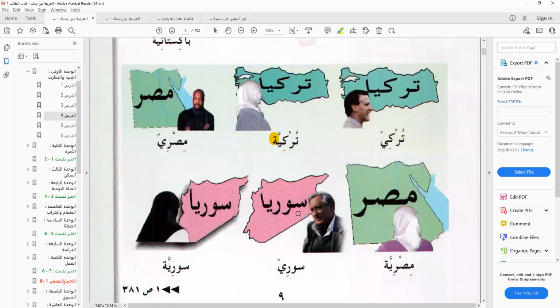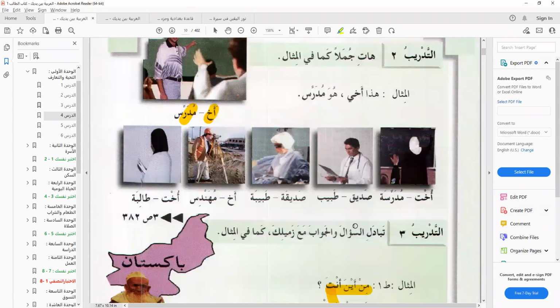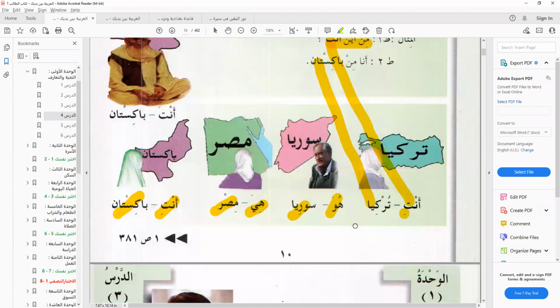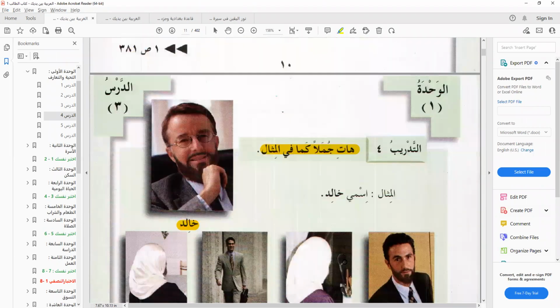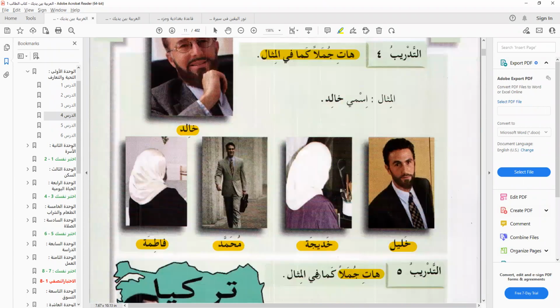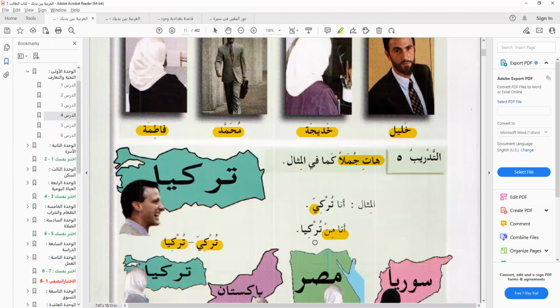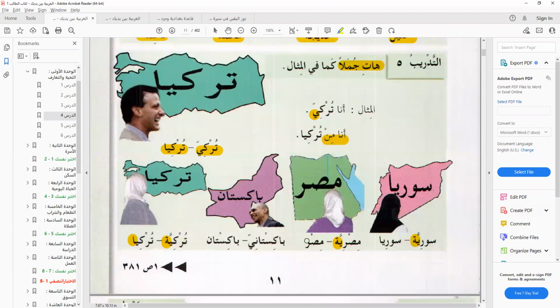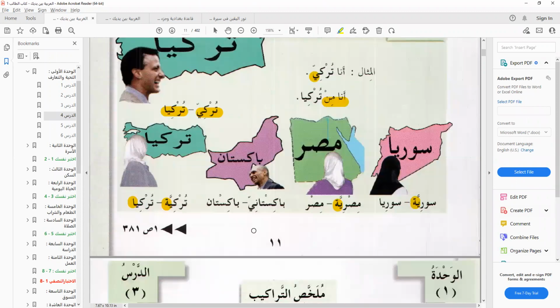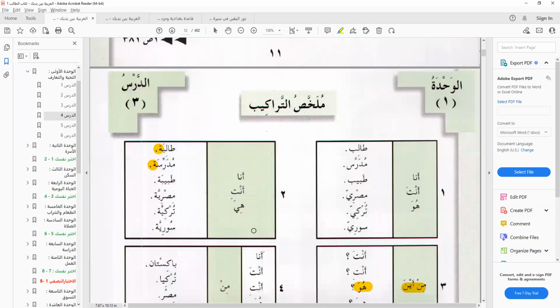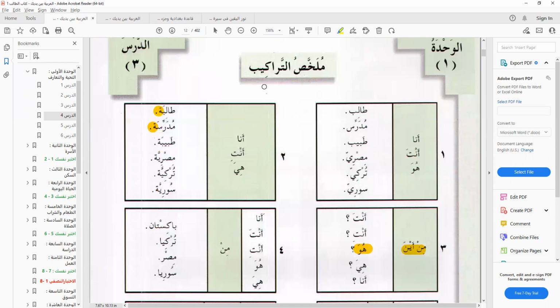So we had all this. Turkiyun, Turkiyatun, Misru, Misriyun. Then we had this as well. Huwa, Hiya, Khalid, Khalil, Khadija. We saw some names and we're able to use them in sentences. Ana Turkiyun, ana min Turkiya. I'm Turkish and I'm from Turkey. So we tried to do the same for all these countries before we went on to the summary. Mulakhas at-tarakib. So we went on to the summary of the arrangements.